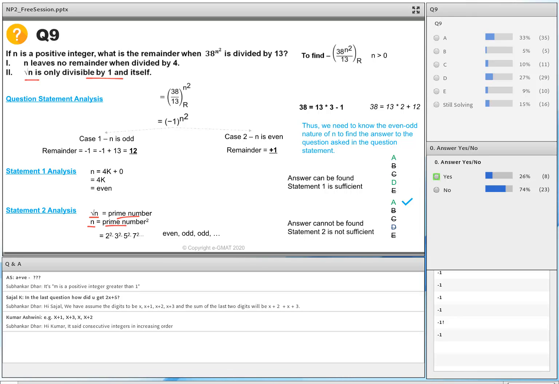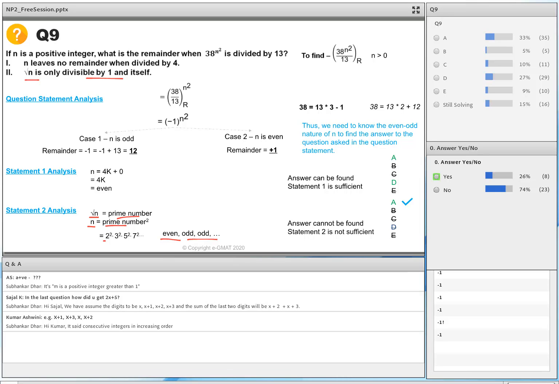Now, prime numbers can either be even, for example, 2, or can be odd, for example, 3, 5, 7, and all the next set of prime numbers, right? So, prime numbers can either be even or odd. A very, very important constraint, a very, very important piece of information to solve this question efficiently.